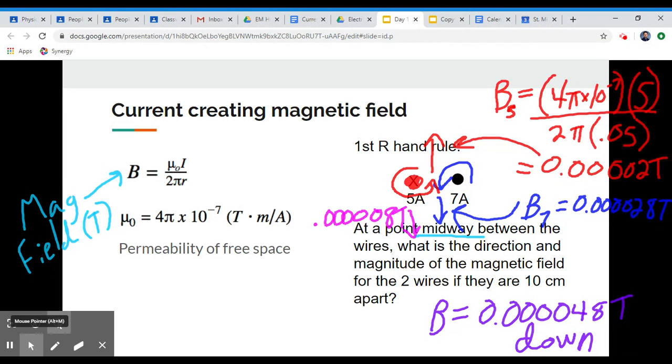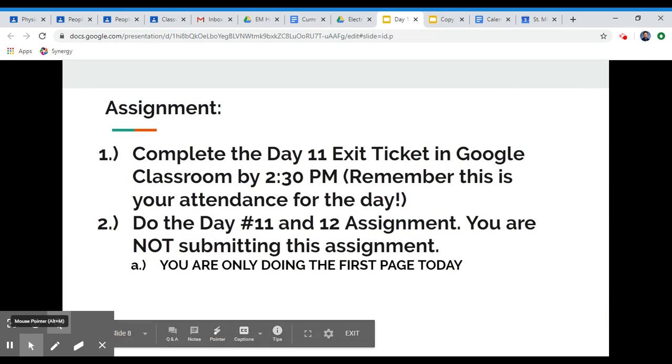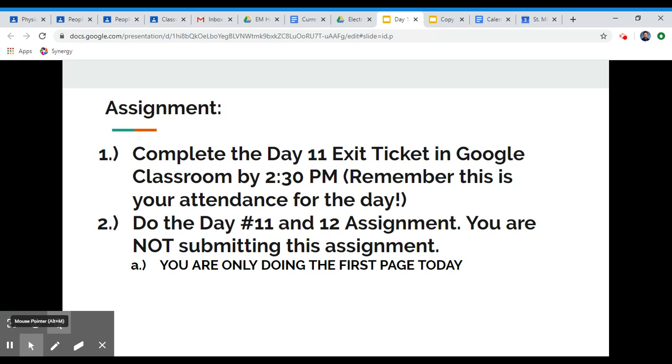Don't forget, your assignment for the day is going to be to just do the first page of the day 11 and 12 assignment. The second page is a lab that we'll be doing tomorrow. And then your exit ticket will have some questions from that first page. I'm going to do kind of what I did before. I'm going to block out some of the answers on the answer key. So if you see those answers blocked out, that's why. It's because those are going to be your exit ticket questions.